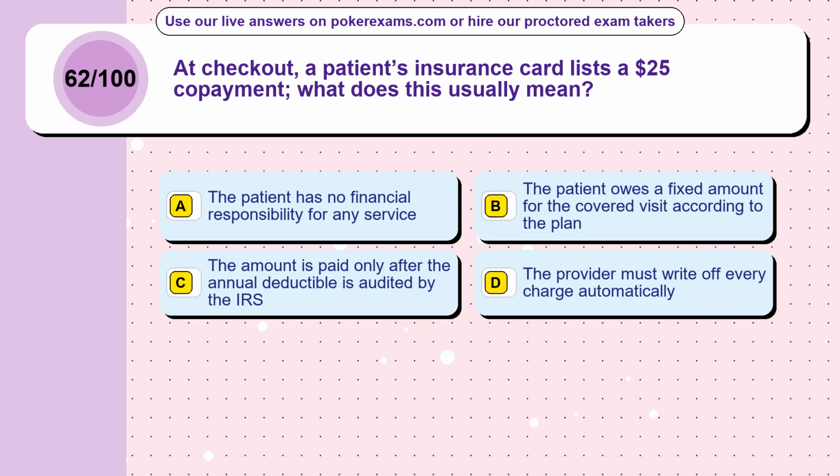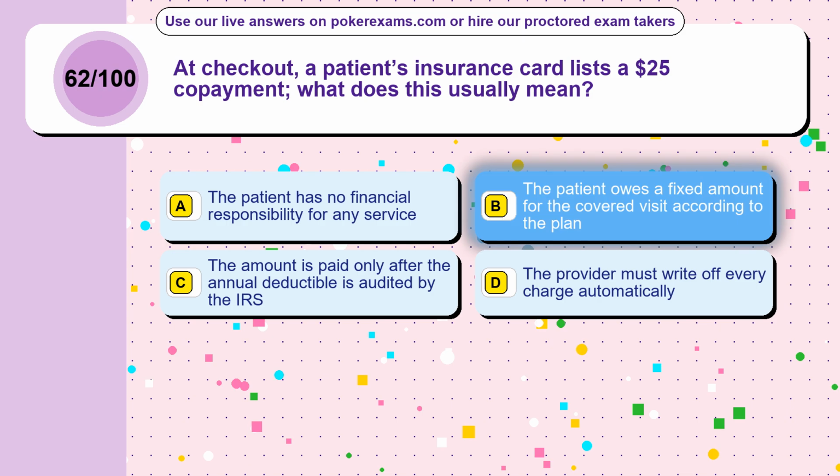Question 62. At checkout, a patient's insurance card lists a $25 copayment. What does this usually mean? Option A. The patient has no financial responsibility for any service. Option B. The patient owes a fixed amount for the covered visit according to the plan. Option C. The amount is paid only after the annual deductible is audited by the IRS. Option D. The provider must write off every charge automatically.